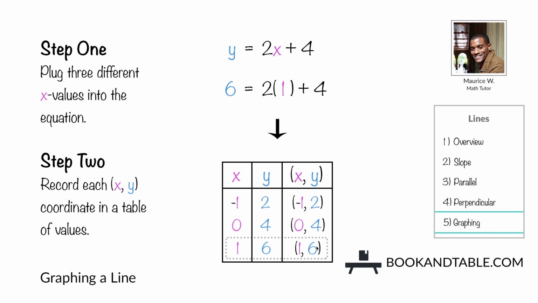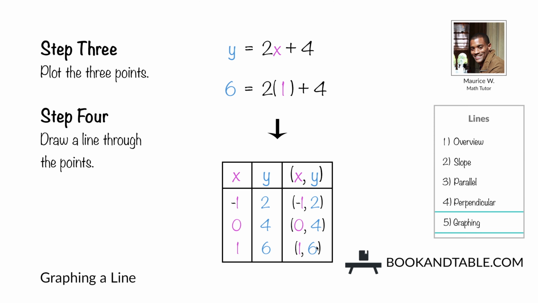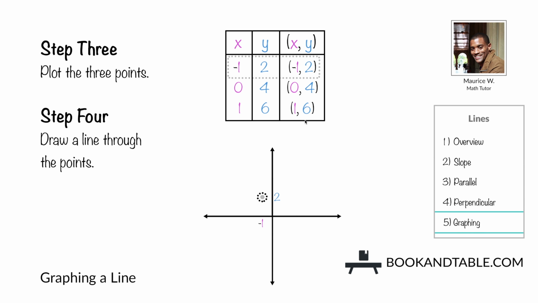So we can plot these 3 points. That's step 3. And then once we plot them, we draw a line through the points, and that will be the sketch of the line. So our first point is -1, 2. So you go to -1 along the x-axis, you go up to +2 on the y-axis, and you plot that point. 0, 4, plot that point, and then 1, 6. Now we have our 3 points, so we want to draw a line straight through. And that would give us the sketch of y is equal to 2x plus 4.